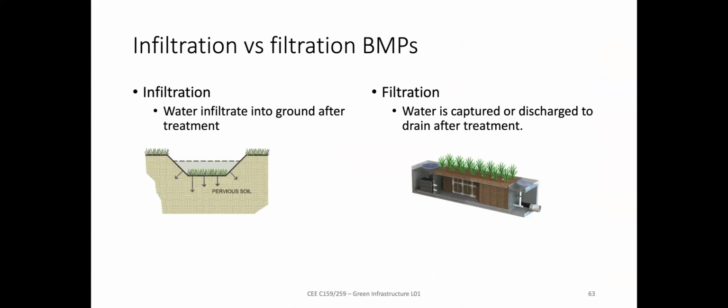So that's what I explained here. The left side is infiltration because the arrow leads to the ground. There is no way we collect it. Filtration means it's passed through the system, but then the effluent is collected here. So that's the key difference. This is something we often ask in the quiz. So remember that difference between filtration and infiltration.